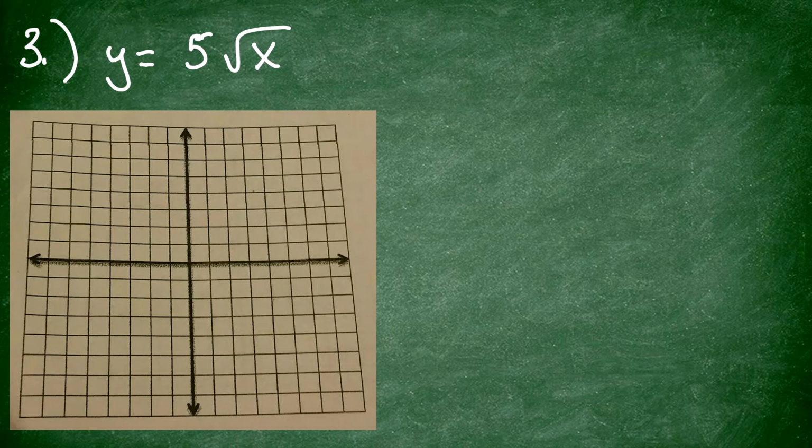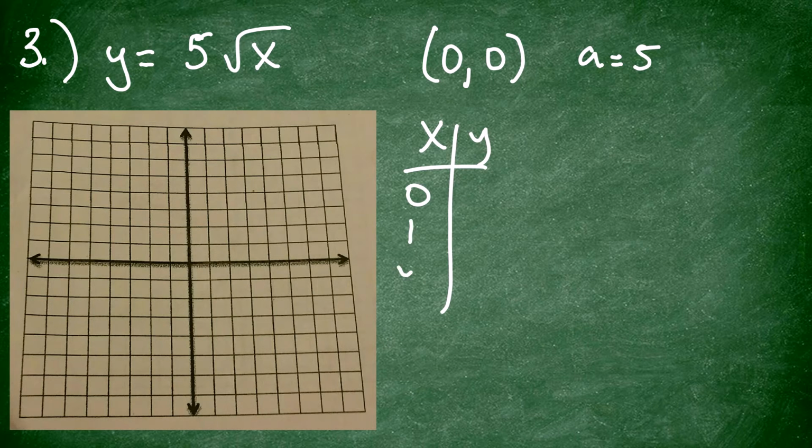All right, so I'm going to pick it up a little bit for this one. H and K is 0, 0. If you didn't know, A is 5. So I make my XY chart. 0, 1, 4, and 9. 0, 0, because that's K. I add A, I get 5. I add A again, I get 10. I add A again, I get 15.